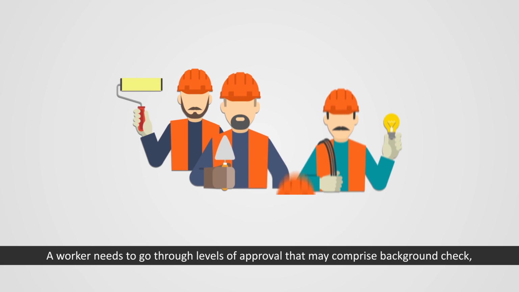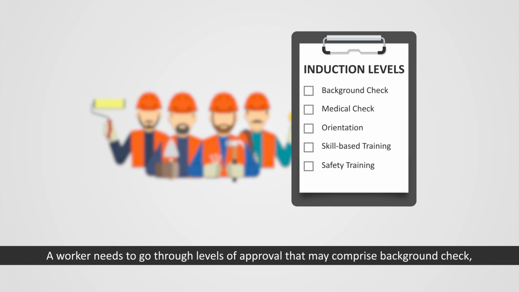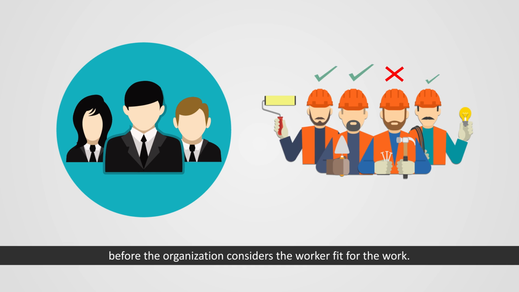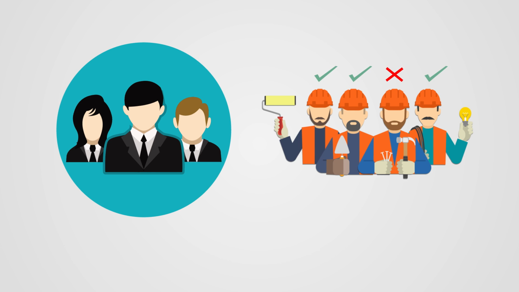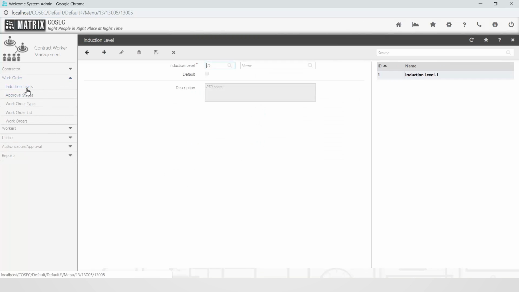A worker needs to go through levels of approval that may comprise background check, medical check, orientation, skill-based training, safety training, etc. before the organization considers the worker fit for the work. These levels are defined in COSEC as induction levels.